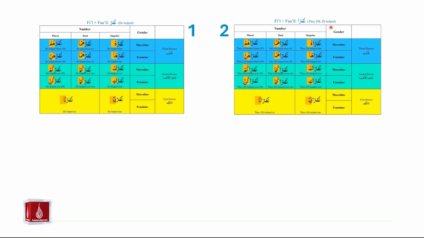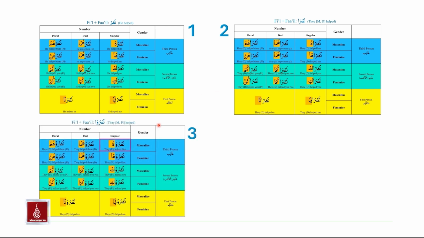Now we have the Fi'il and Fa'il combination of Nasara. Nasara means they helped. Nasarahu, Nasarahuma, Nasarahum, nasaraha, nasarahuma, nasarahunna, nasaraka, nasarakuma, nasarakum, nasaraki, nasarakuma, nasarakunna, nasarani, nasarana. In the third group, we are going to use the fi'il plus fa'il combination of nasaru. Nasaru means they helped, referring to plural and masculine.